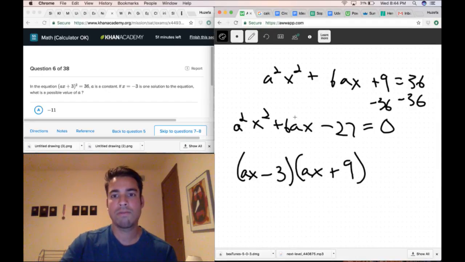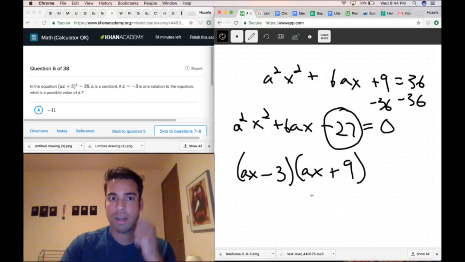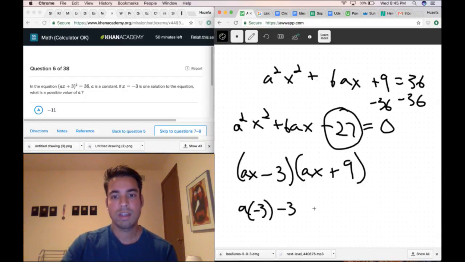Okay, so what I'm doing here is I'm factoring this. These guys will multiply to negative 27, and then they add to positive 6. So I know I factored this correctly. And we said x equals negative 3 is one solution. So that means for one of these, if we plug in negative 3 here, negative 3 minus 3 times a equals 0.